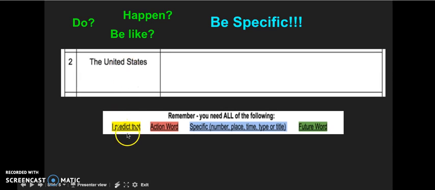Remember to write, I predict that, okay? Your future word will, and your action word. What is the United States going to do, or what is going to happen? And then be very specific, okay? Put your prediction in the box, and then press pause and wait for number 3.